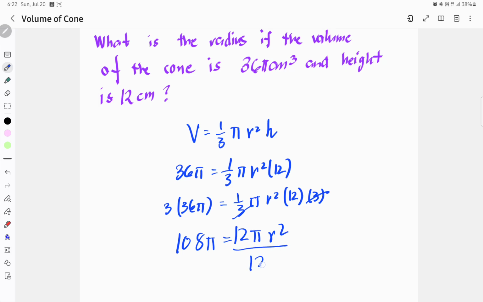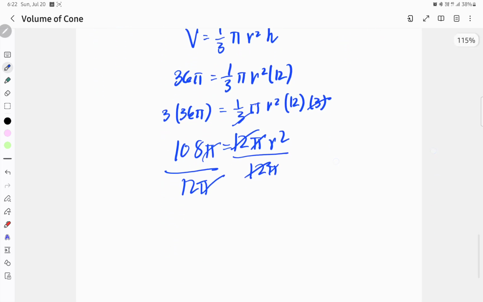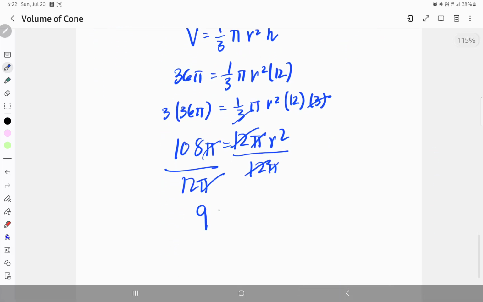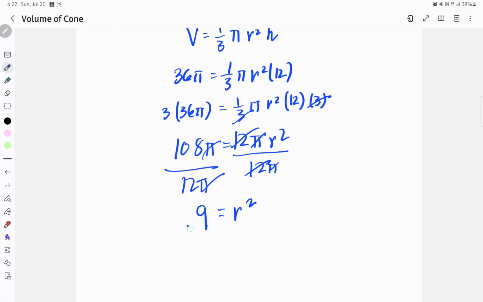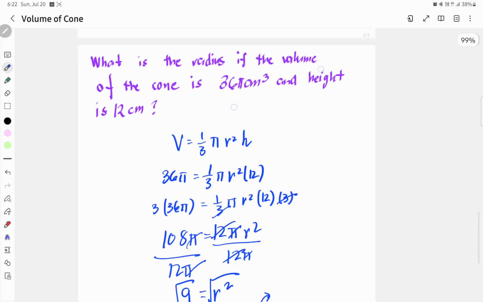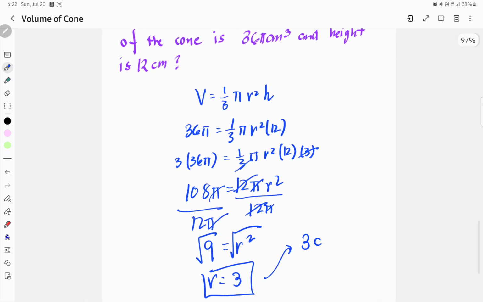Now dividing both sides by 12 pi, we can cancel pi here and 12 here. What's remaining now is 9 is equal to r squared. Now getting the square root, r would be equal to 3, and now the radius, with the unit of measurement, will be 3 centimeters.